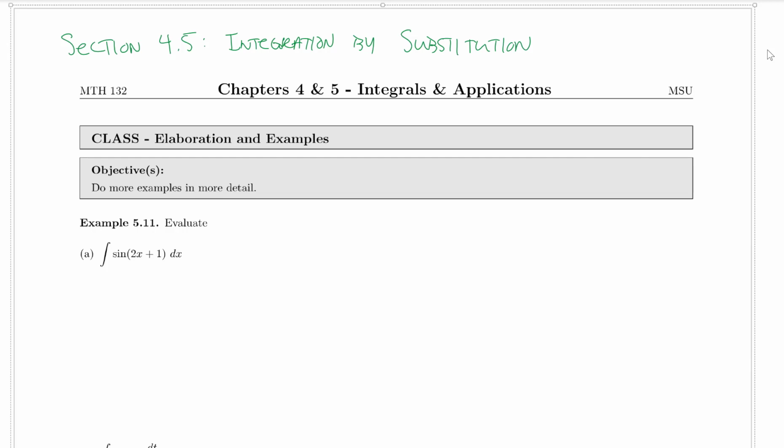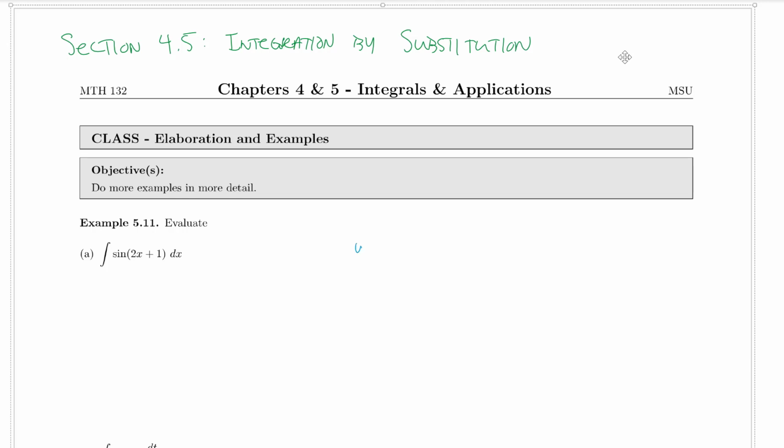Welcome back, everybody. This is our video lecture on section 4.5, Integration by Substitution. This is our second to last video lecture, and this is one of the most important integration sections going forward into Calc 2. So the general strategy here is that we're going to change the integration variable in order to make the integral easier. The way that we're going to do that is by a technique called u-substitution.